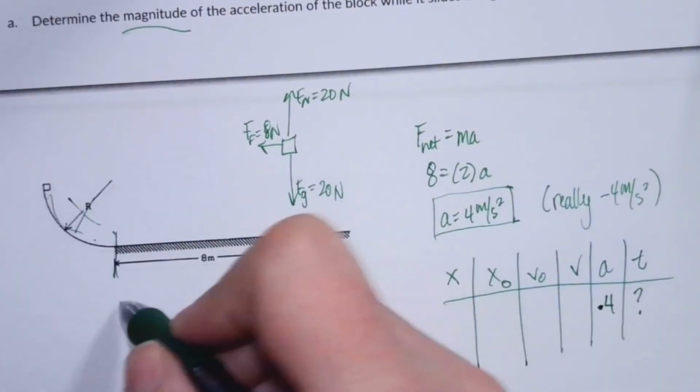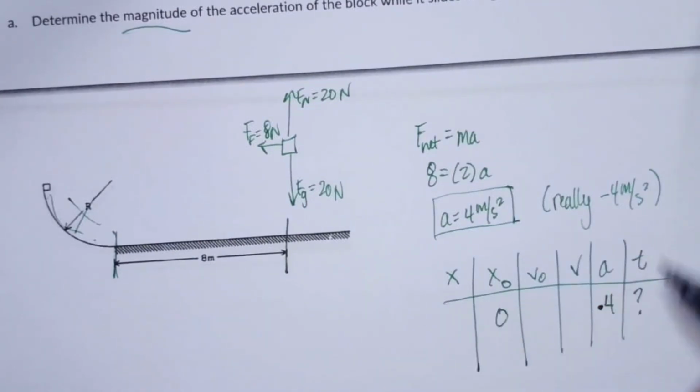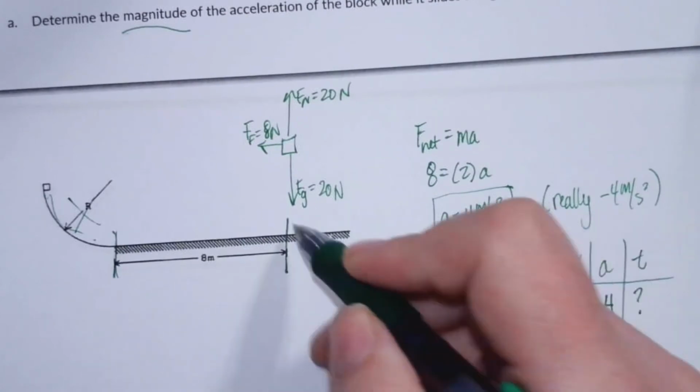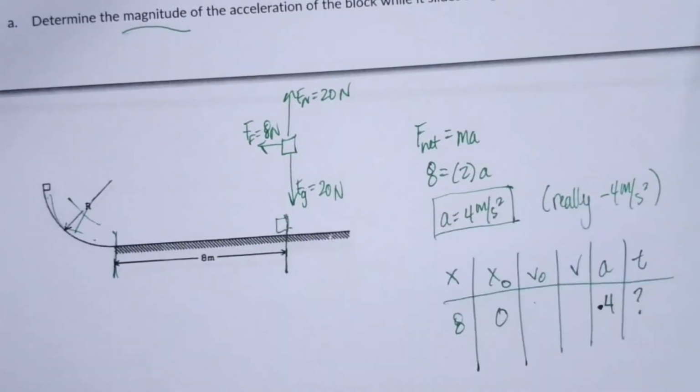Okay, so our starting x is 0, our finishing x is 8. Our v naught we don't know, but our v, this is where it would stop. That's a v of 0.